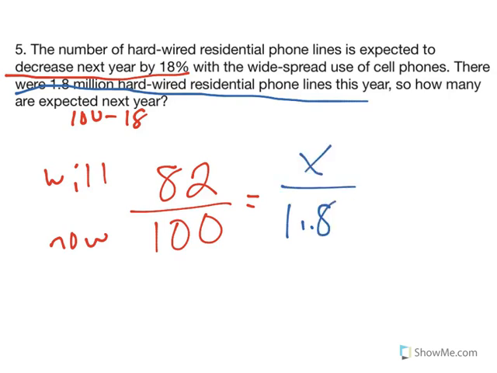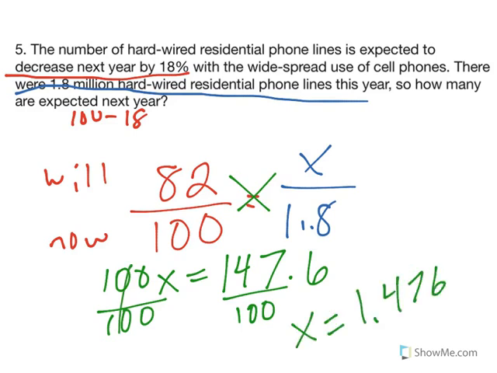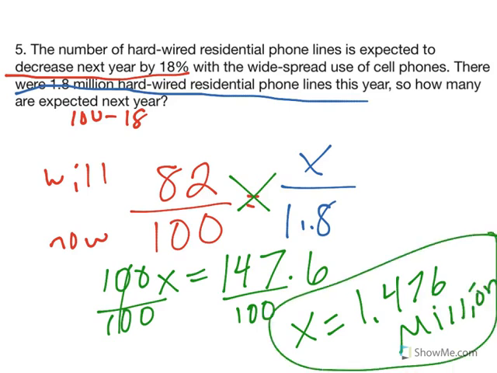So when I cross multiply, I will get 100x equals 82 times 1.8, which is 147.6. So when I divide both sides by 100, I can say there will be 1.476 million next year. So make sure you add that word million because I chopped it off when I did my proportion. And that's okay as long as you're going to be consistent. Millions on the bottom means millions on the top.